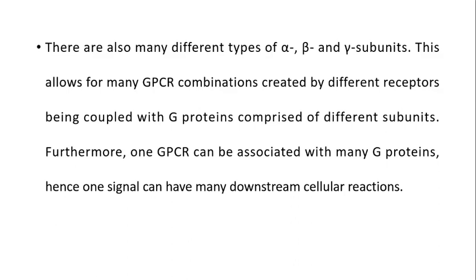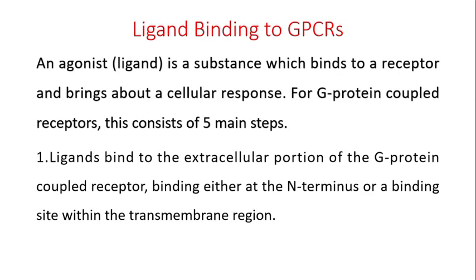Furthermore, one GPCR can be associated with many G proteins. Hence, one signal can have many downstream cellular reactions. So this is a very important point: one signal has many downstream cellular reactions. So these are the steps about how this GPCR is activated, what the mechanism is, and what the ligand is. Once the ligand binds with the GPCR, the receptor reacts and the cells respond. This is the mechanism of GPCRs. An agonist is a ligand, a substance which binds to a receptor and brings about cellular responses.